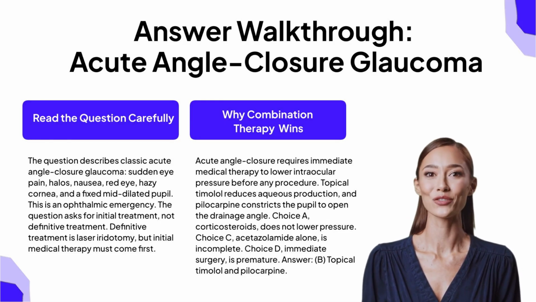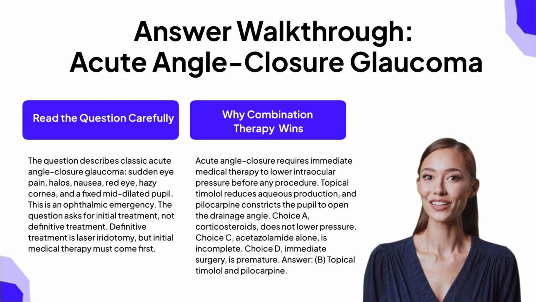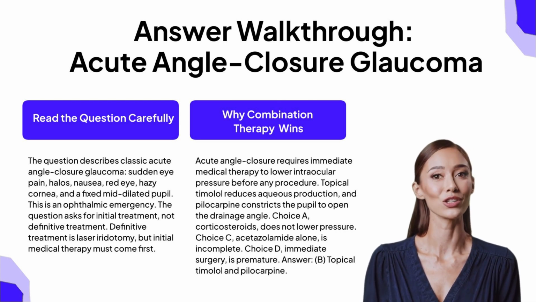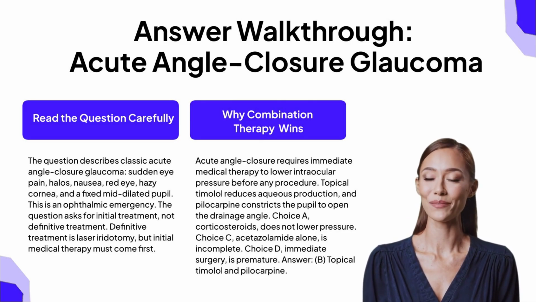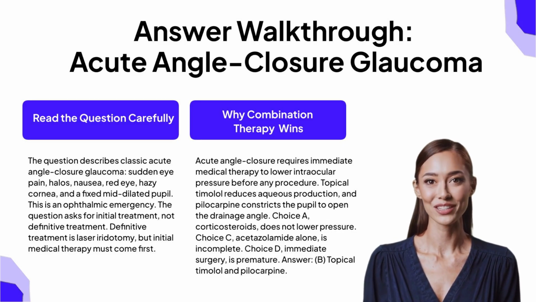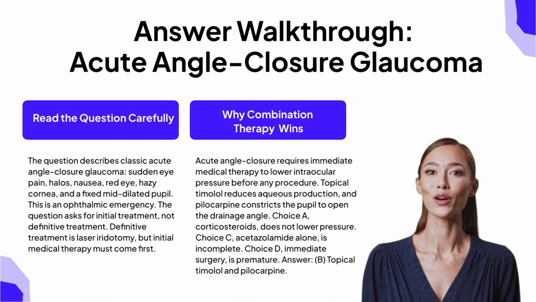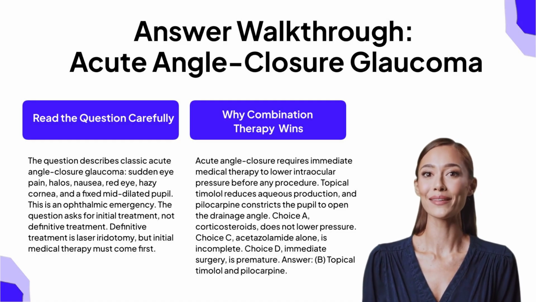Now here is the critical test-taking point. The question asks for initial treatment. The definitive treatment for angle closure glaucoma is laser peripheral iridotomy, but that is not the initial step. You need to lower the intraocular pressure first with medical therapy before any procedure. The correct answer is B, topical timolol and pilocarpine.